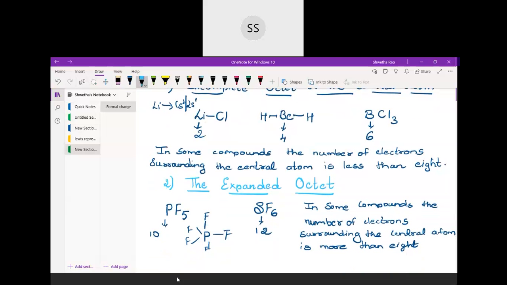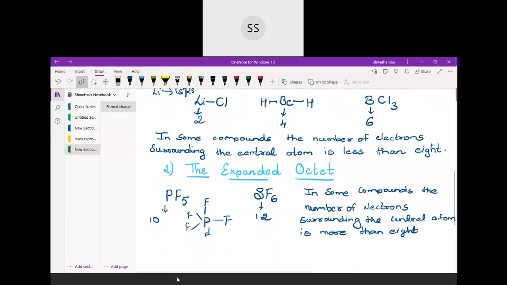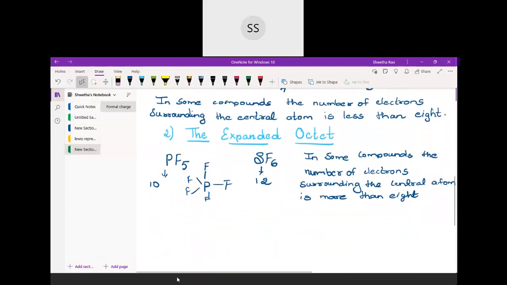First I told you about incomplete octet, where we saw lithium chloride, beryllium hydride and boron chloride. These were having less than 8 electrons. And then expanded octet: if you go for phosphorus and sulfur, when they link, you will find that the number of electrons they have is more than 8. Then there are a few more examples which have an odd number of electrons.